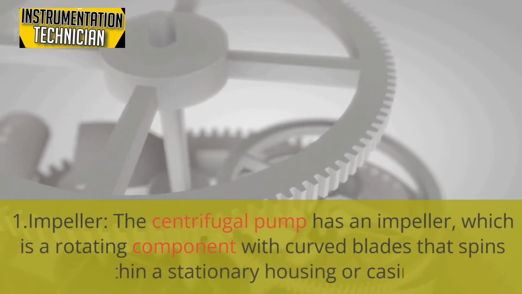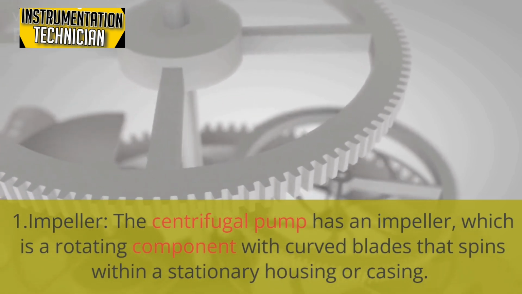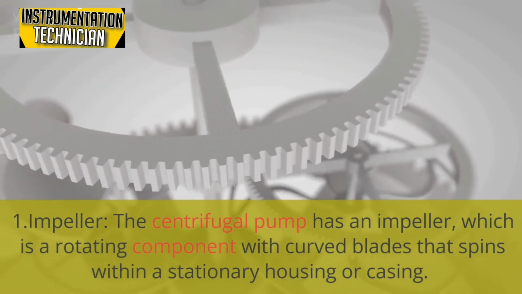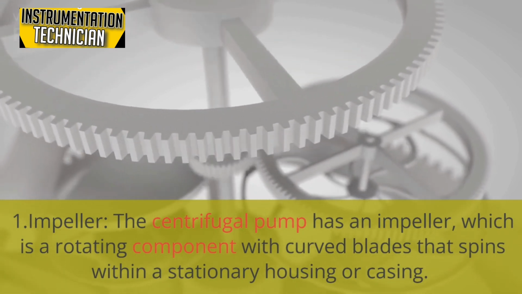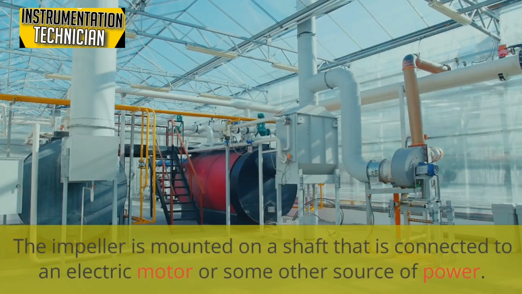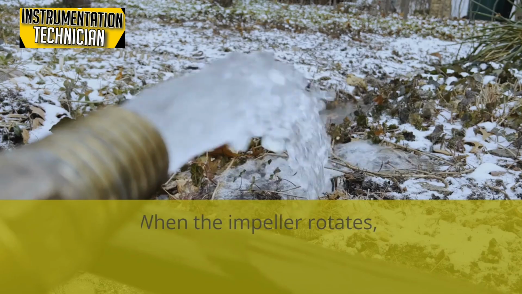1. Impeller. The centrifugal pump has an impeller, which is a rotating component with curved blades that spins within a stationary housing or casing. The impeller is mounted on a shaft that is connected to an electric motor or some other source of power.